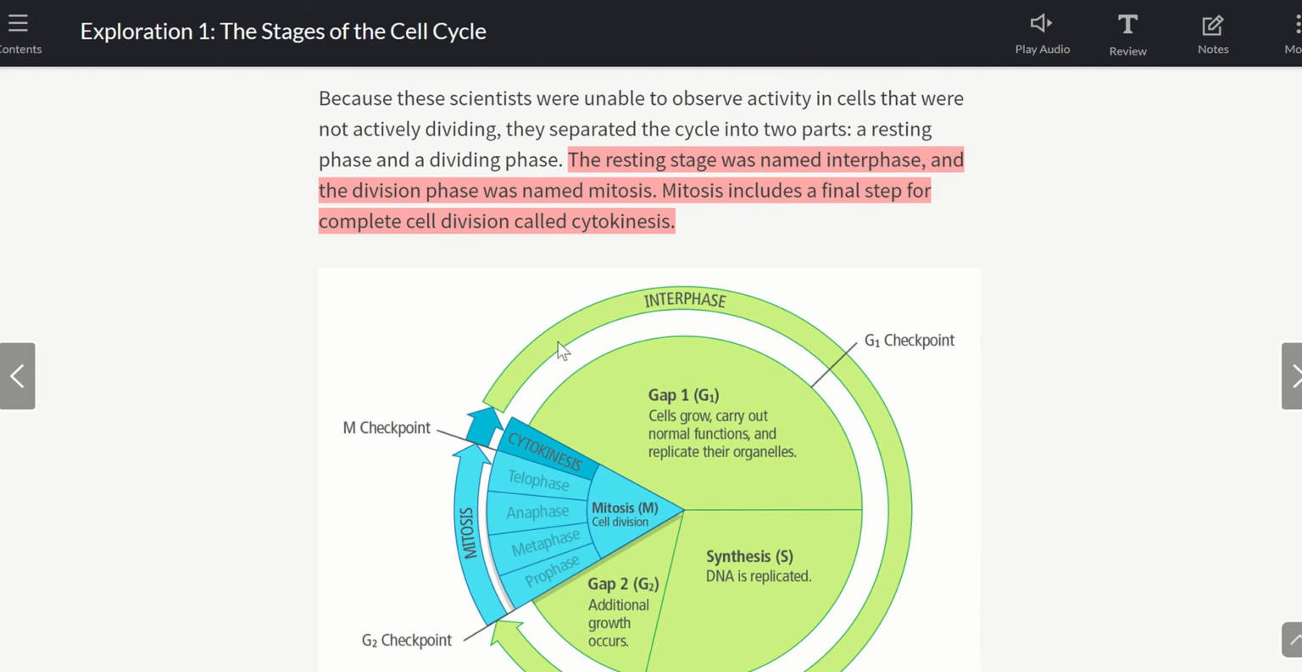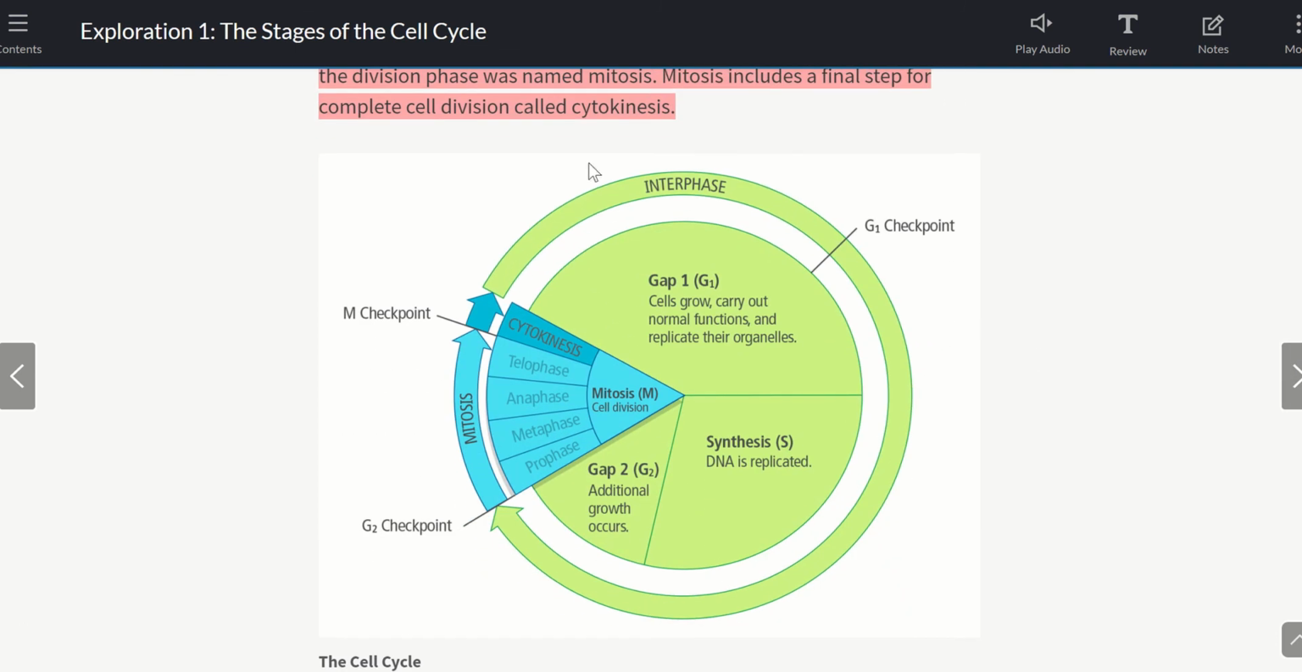And the three main parts are interphase. Interphase is this green section. And it's going to go all the way around until to this point. So as you can see, interphase is actually going to take up about 75% of the cell cycle. Now that interphase is also going to be broken down into parts, but this is interphase.